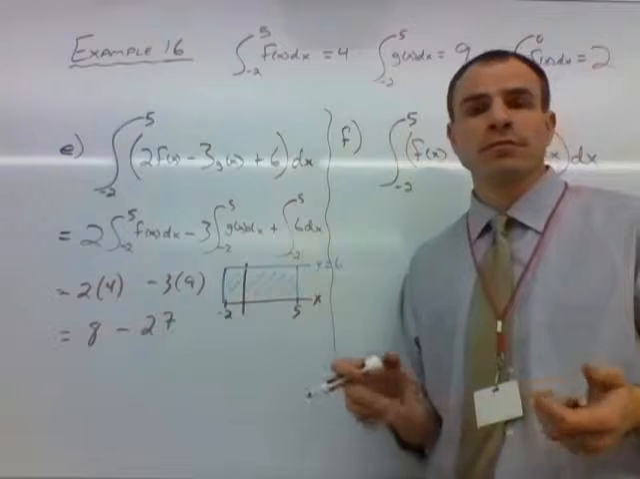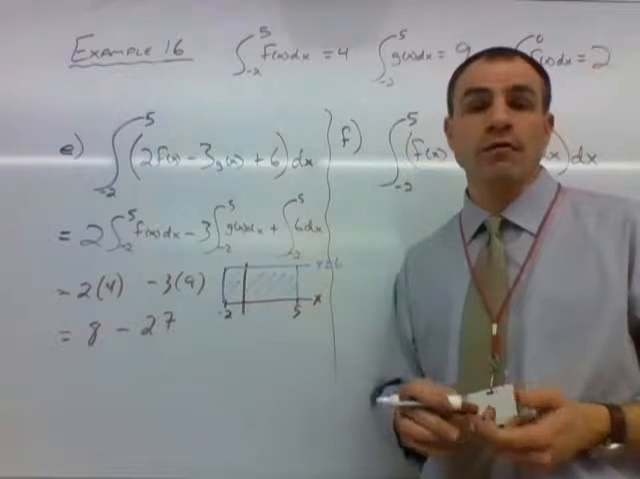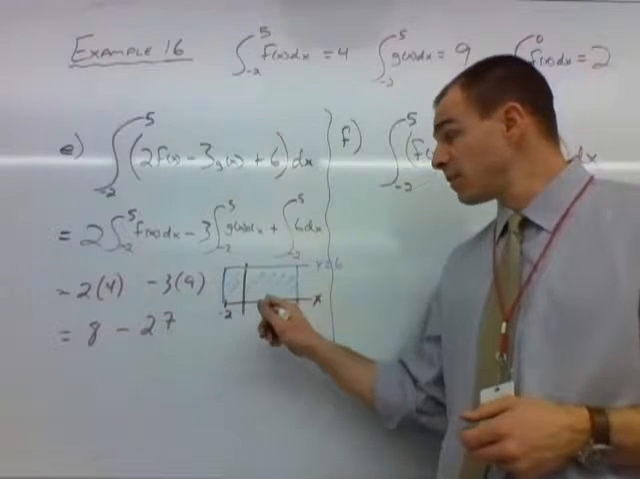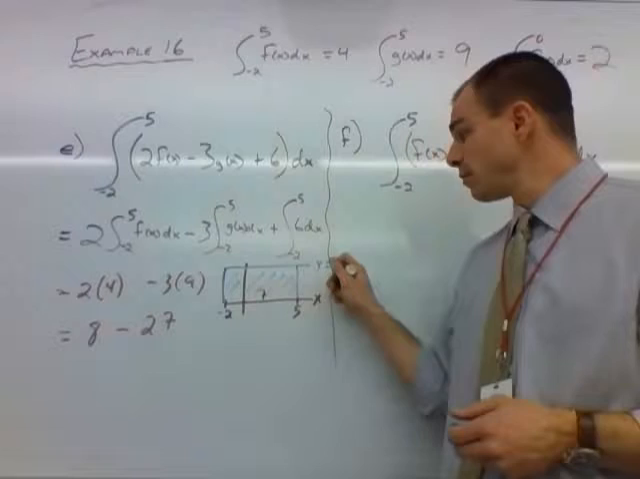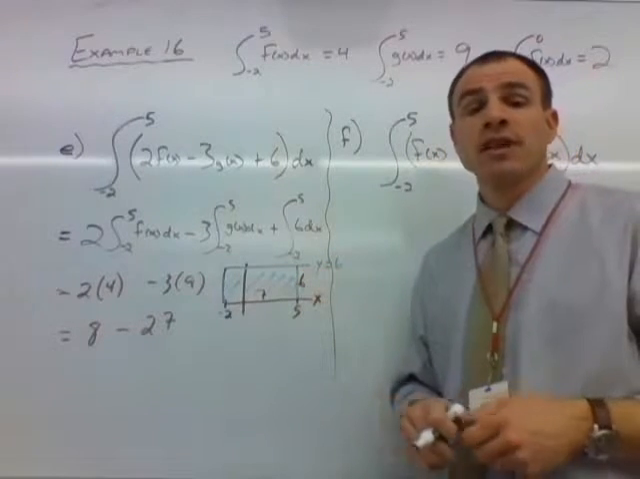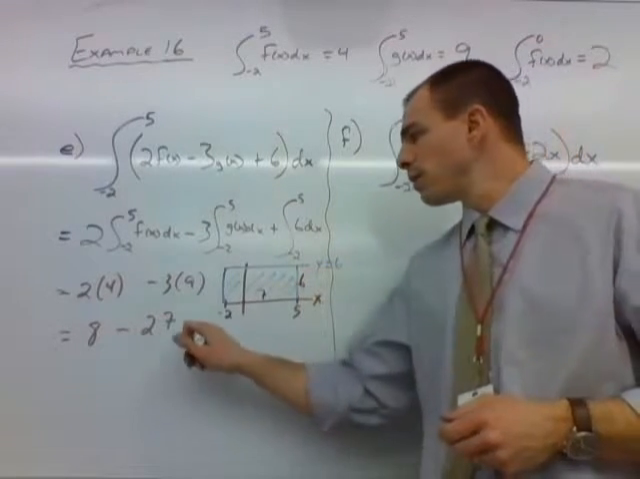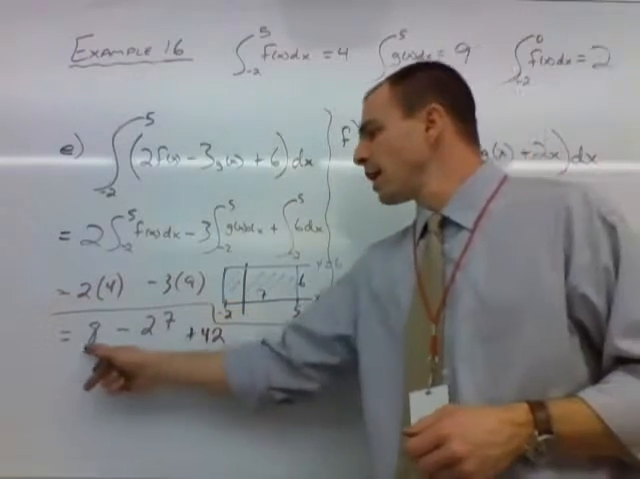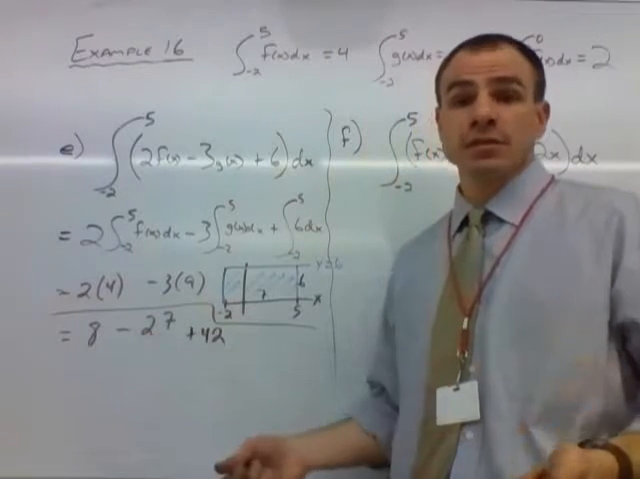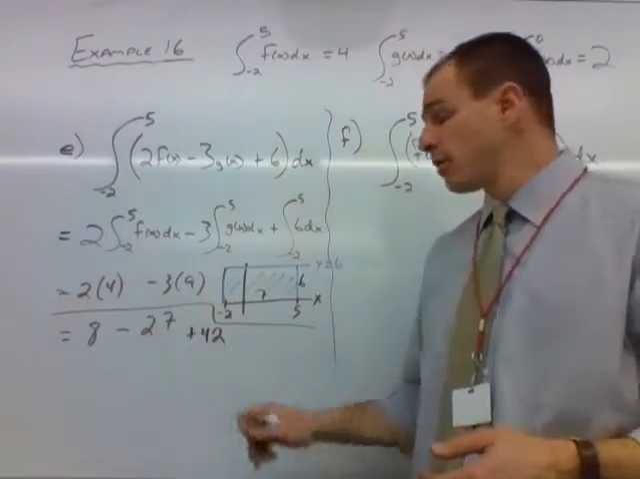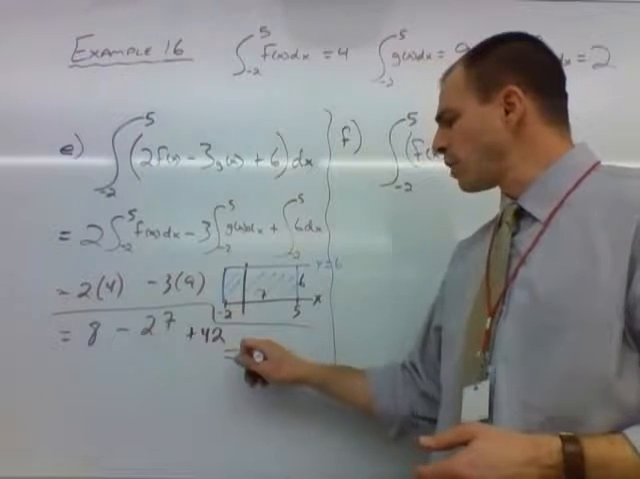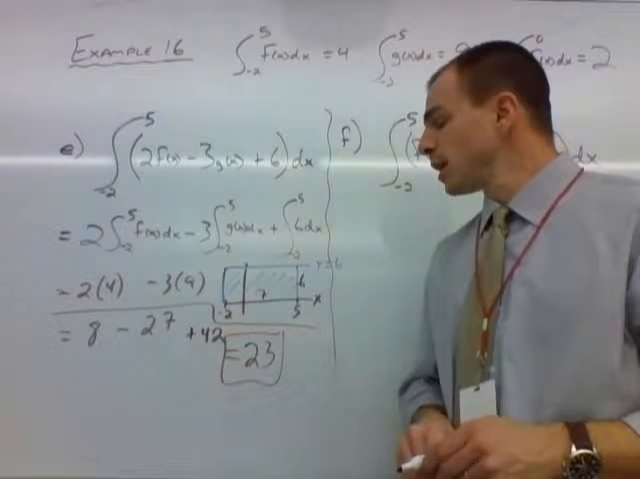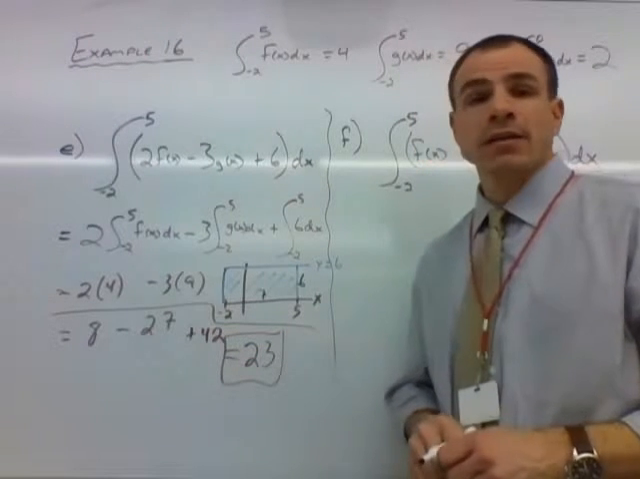Well, our area is going to be found by finding the formula of area of a rectangle. Area of a rectangle is base times height. Our base goes from negative 2 to 5, so that's 7 units. Our height, we know, is 6 units above the x-axis. 7 times 6, 42. That's the number we have to add to our negative 19. So we have 8 minus 27, that gives us negative 19. Then we add 42 to that. So we're looking at, what, an answer of 23. So even though it seems like the answer should be negative 13, in fact, it's going to be 23.